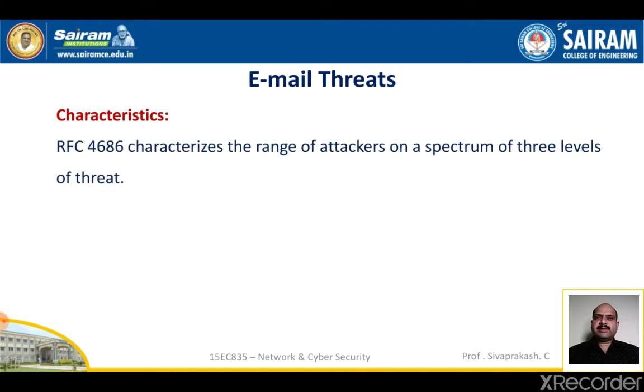These characteristics have been defined in RFC 4686 as a range of attackers on a spectrum of three levels of threat. The first one is at the low end. At the low end are attackers who simply want to send email that a recipient does not want to receive. The attacker can use one of a number of commercially available tools that allow the sender to falsify the origin address of the message. This makes it difficult for the receiver to filter spam on the basis of originating address or domain.